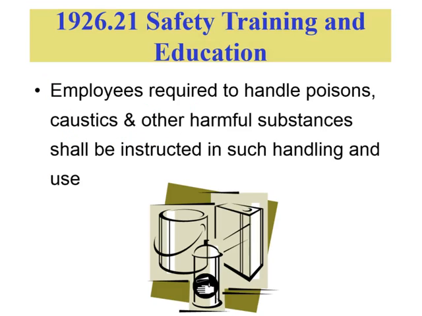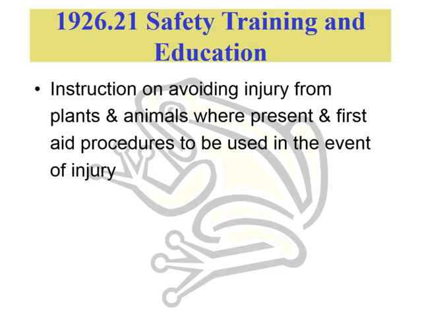Especially if they're handling poisons, caustics, etc., they have to be trained on how that is used. And it could be plants and animals. Again, you look at where this work is being done. Are there bees present? Are there snakes present? Are there alligators? There's a lot of different stuff. A lot of these projects or jobs are being done outside of the urban area. Some of it can be very, very, very rural.